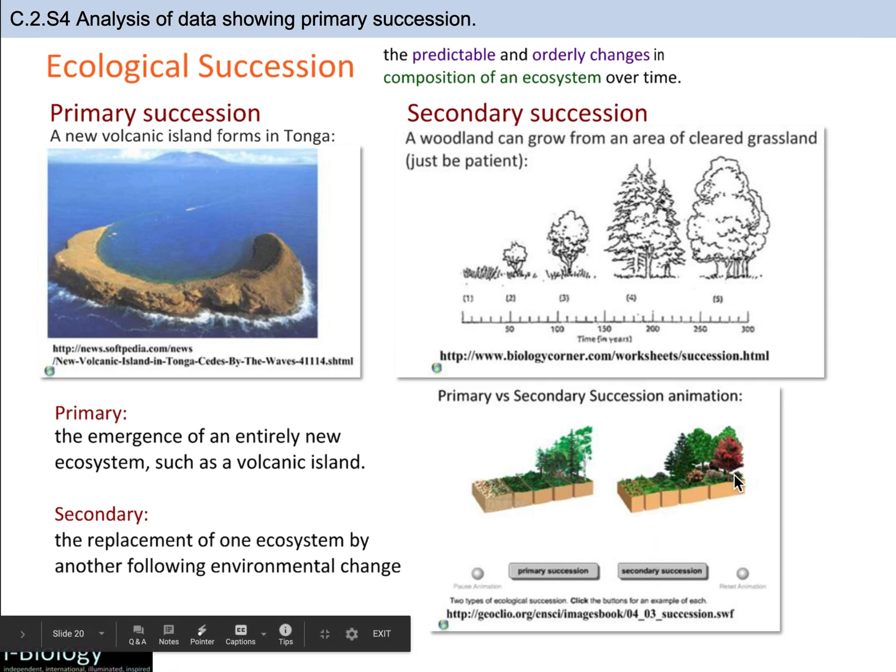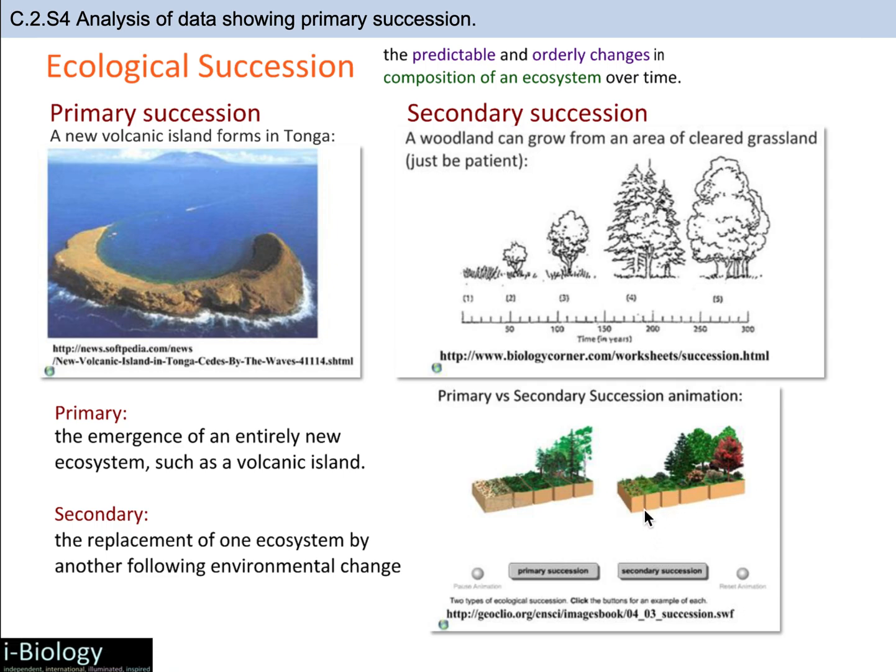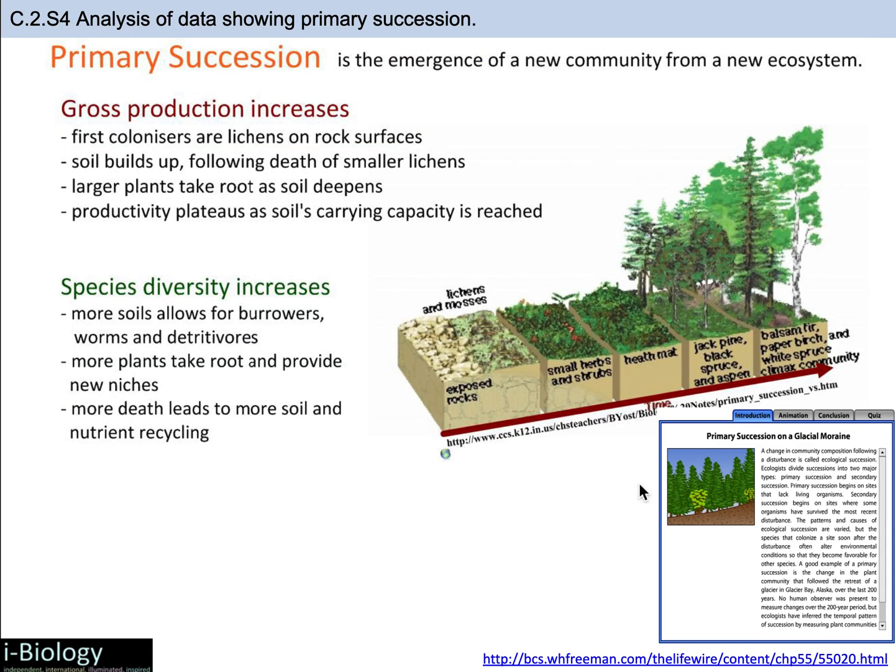This would be secondary succession, so you're seeing maybe this land was farmed or changed from a forest fire, and there's regrowth over time in the same way that the primary succession occurred. Except it doesn't have to work as hard because a lot of that soil layer is already there from the first succession. So this is showing you the primary succession is the emergence of a new community from a new ecosystem. So this is me showing you more specifically what's occurring over time.